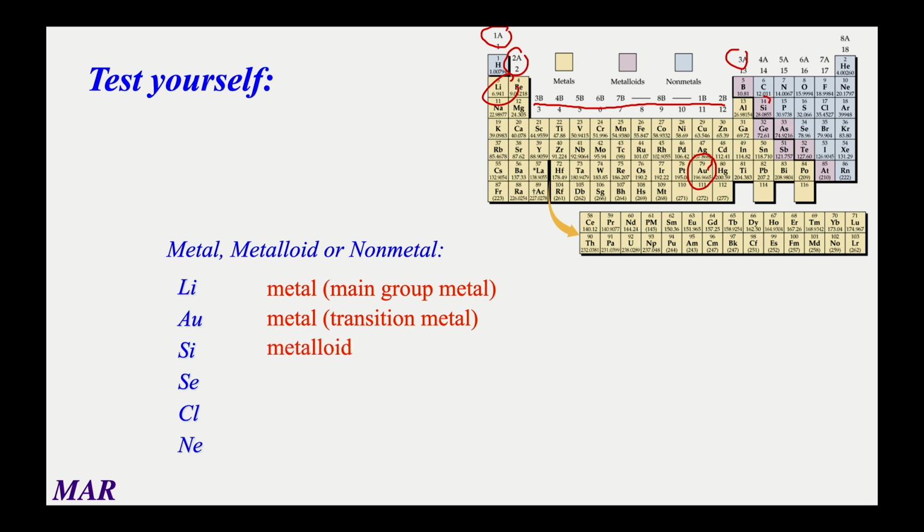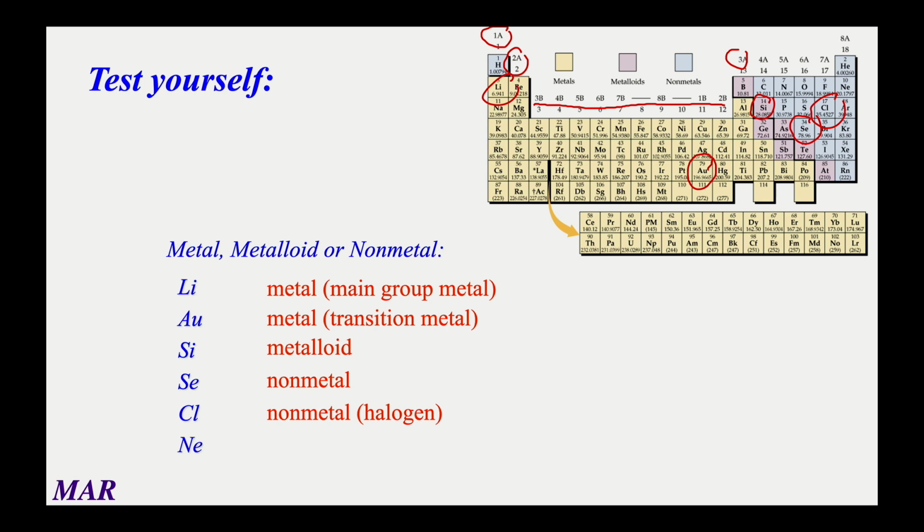Silicon is one of the purple ones, so that's a metalloid. Silicon can act both like a metal and a nonmetal. Selenium, which is number 34, is a nonmetal, so no problem. And chlorine, up to the right of selenium, that's a nonmetal as well.